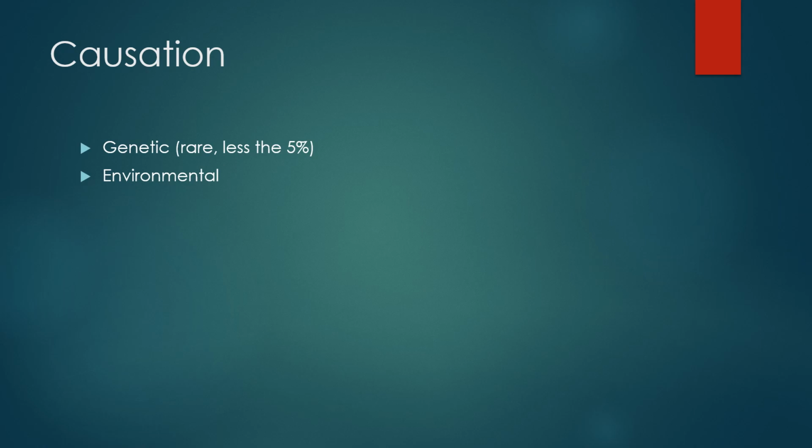An example of an environmental cause of brain tumors is malignant melanoma metastasizing to the brain. And this is a type of malignant tumor that you can get from skin cancer. It's when you tan a little too long in the sun, you know.